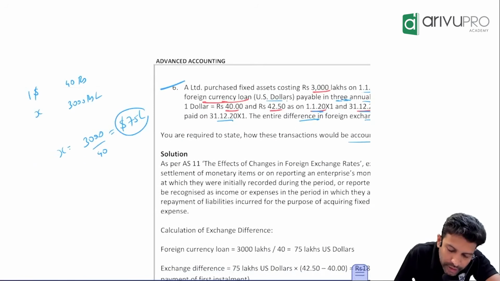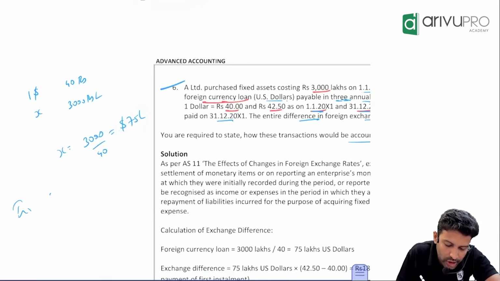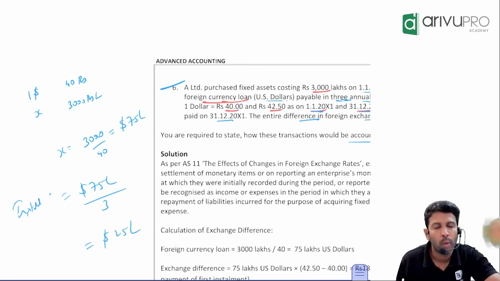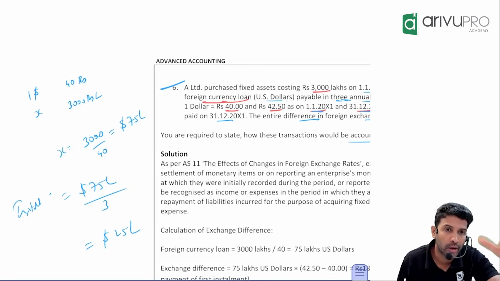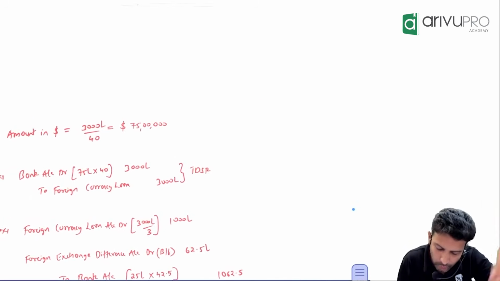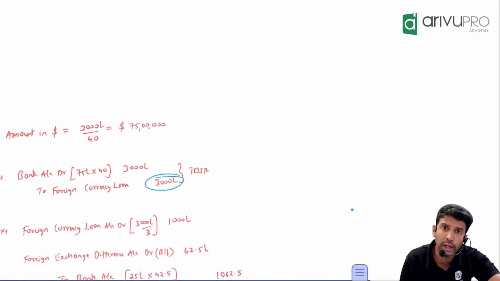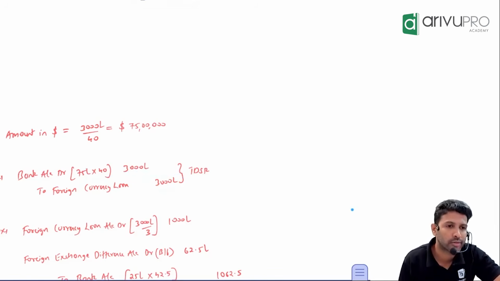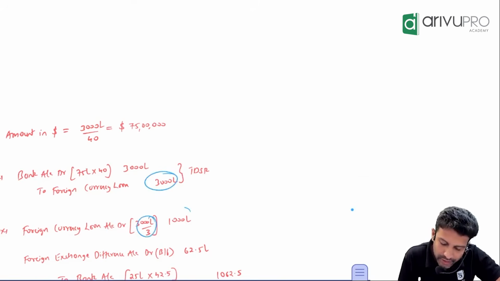How much is the loan you have taken in total? 75 lakh. What is the installment amount? You have to repay 75 lakh in 3 installments, so every year you have to pay 25 lakh dollars. What's the journal entry for the loan repaid? Foreign currency loan account debit to bank account. How much is the loan appearing in your books? 3,000. You will repay it in 3 installments, and you paid 1 in the current year. So how much loan will you cancel in your books? 3,000 divided by 3, which is 1,000.